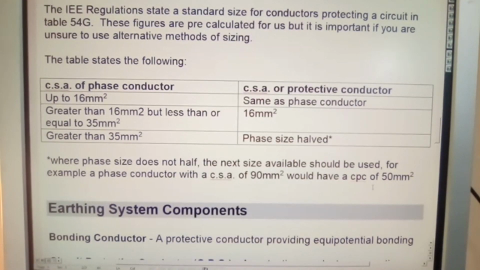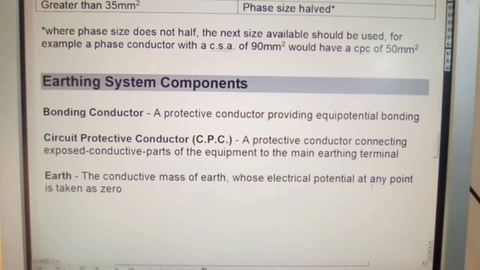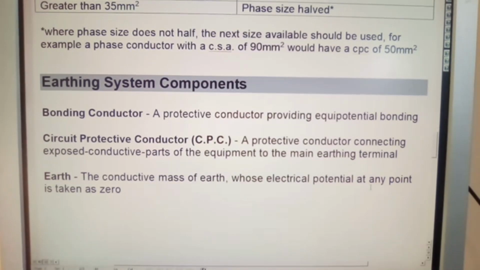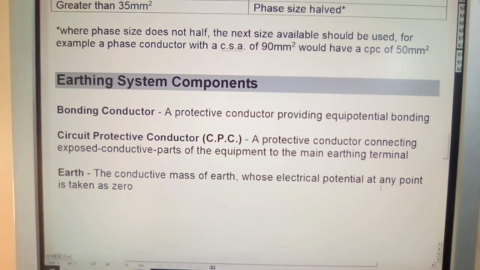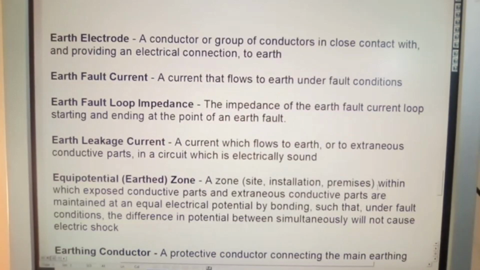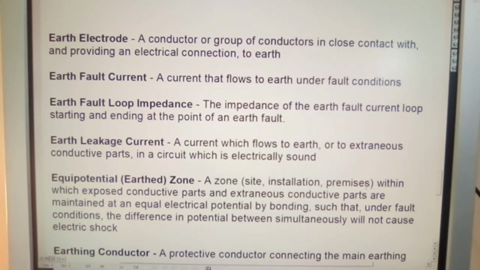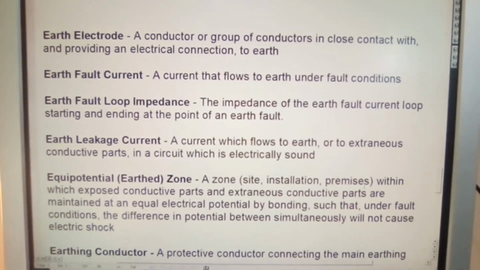Earthing system components. What are the components that you need to be familiar with? Okay. Earth electrode, earth fault current, earth fault loop impedance, etc., etc.